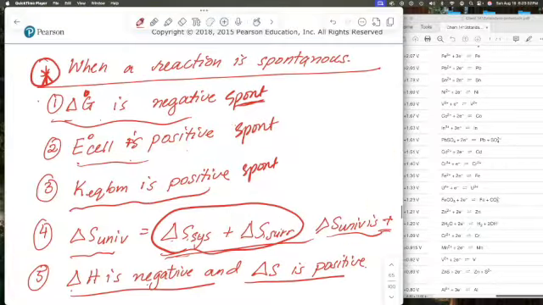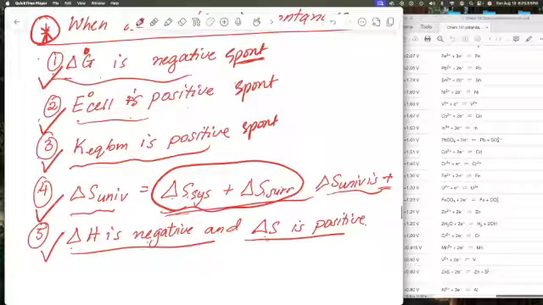So now we have talked about 5 different ways in which we can use data to decide a reaction is spontaneous or not by looking at some of these values, right? And the question may give you just the first one, delta G, or E of the cell, or K equilibrium, or delta S of the universe, or delta H combined with delta S, okay?